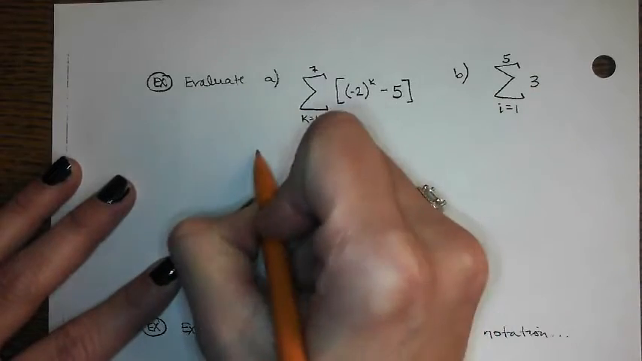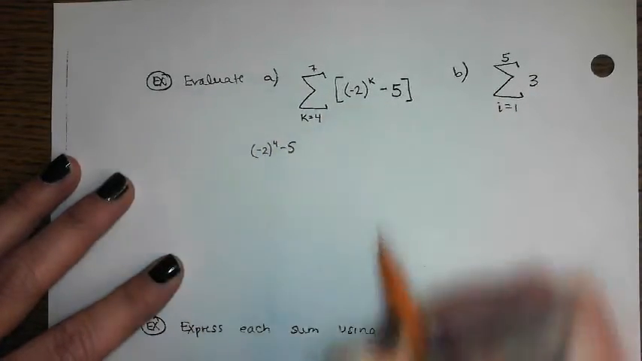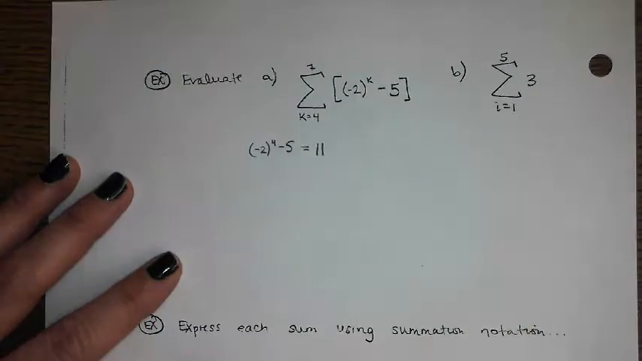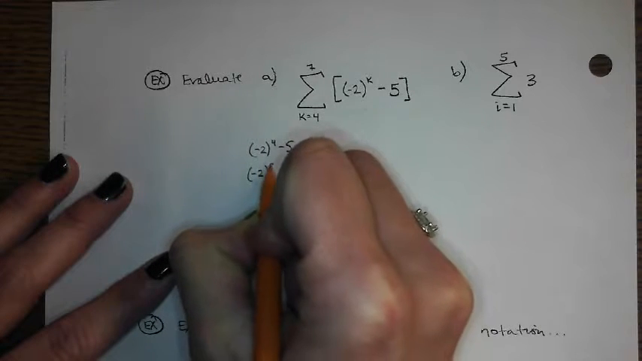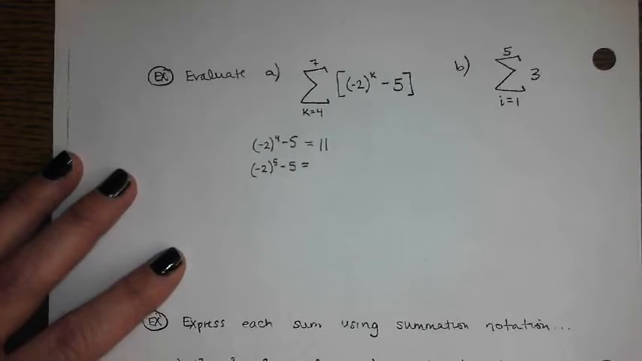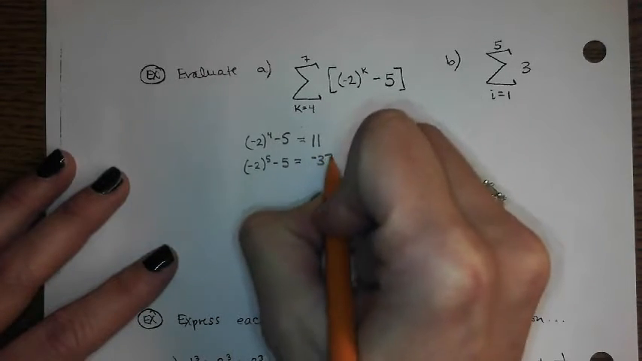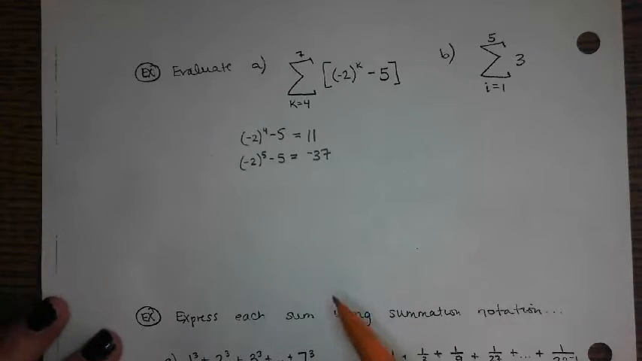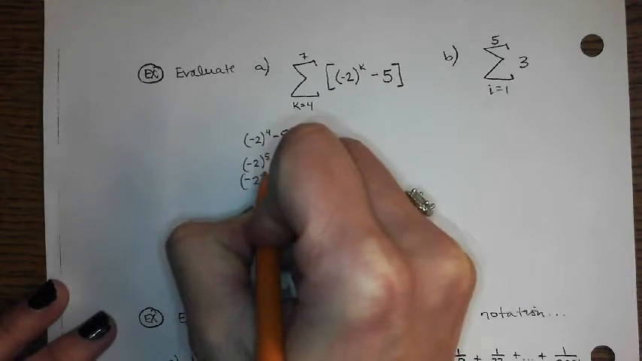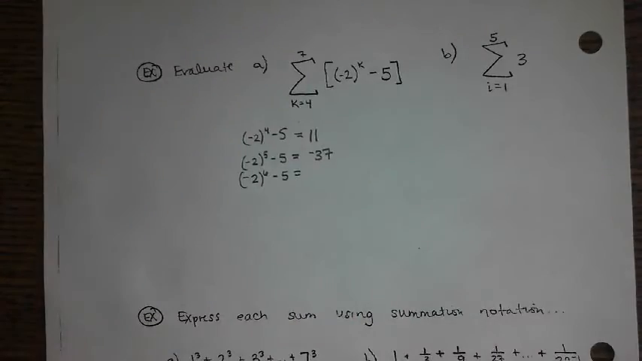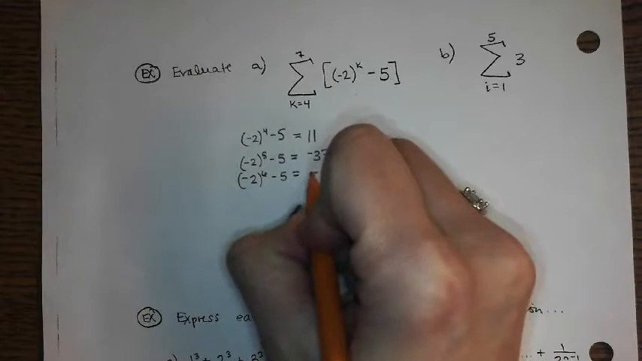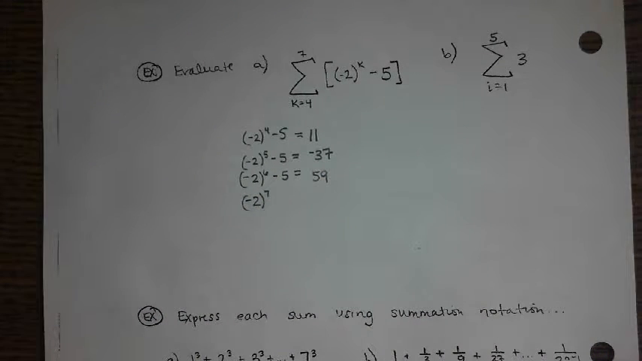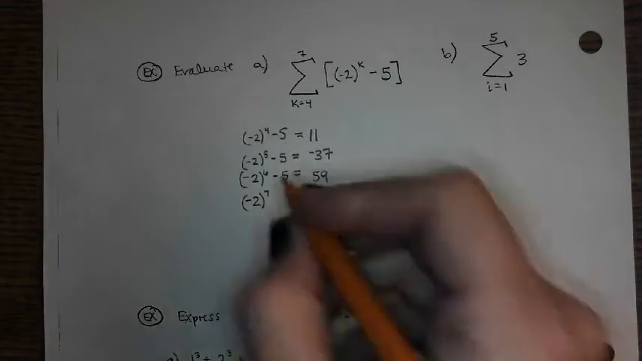So when you plug in your 4, you're going to get 16 minus 5, 11. When you plug in your 5, what's that? Very good. Again, careful of your negative base here. Being raised to even versus odd exponents messes with it quite a bit. The 6, 64 minus 5 is 59. And negative 2 to the 7th will be negative 128 minus 5.